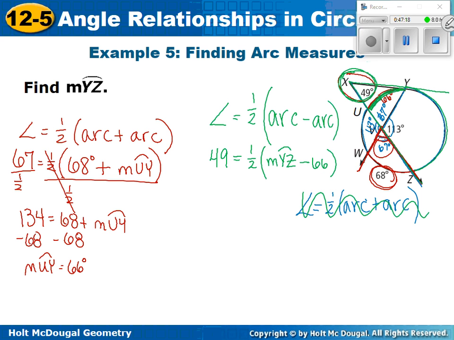Okay, again, we have to work backwards. If you want to distribute the 1/2, you're welcome to. Just make sure you do it to both. Otherwise, I think it's easier to get rid of the 1/2. Just go ahead and divide both sides by a half or multiply by 2. So what's 49 divided by a half? What is it? 98. And that is equal to the measure of arc YZ minus 66. So now we're going to add 66.